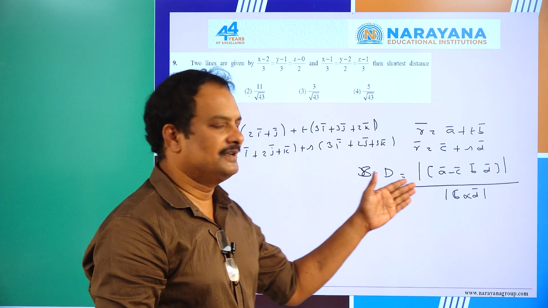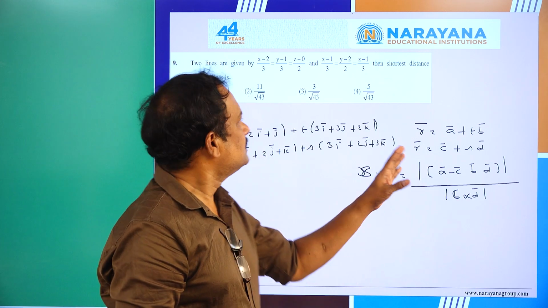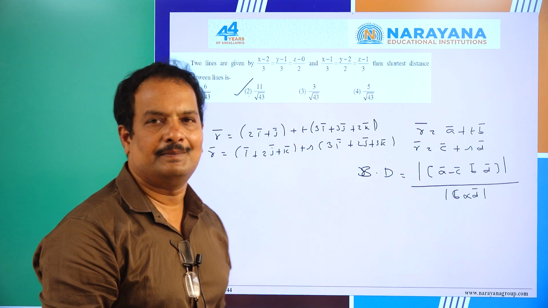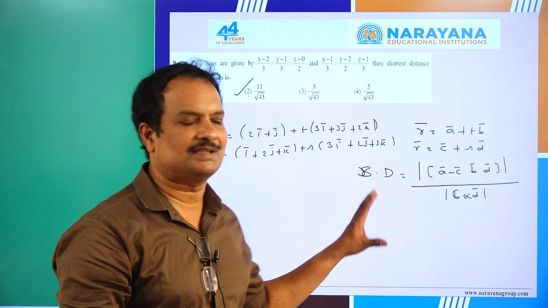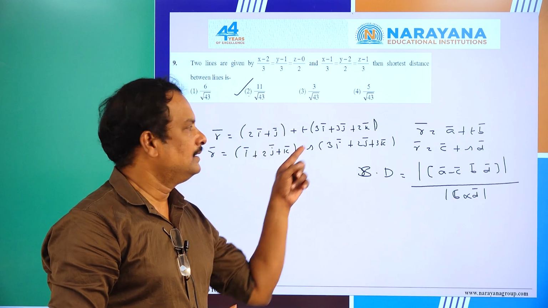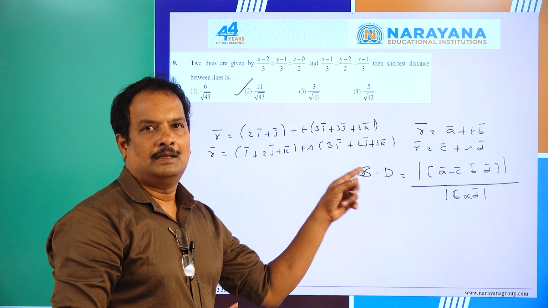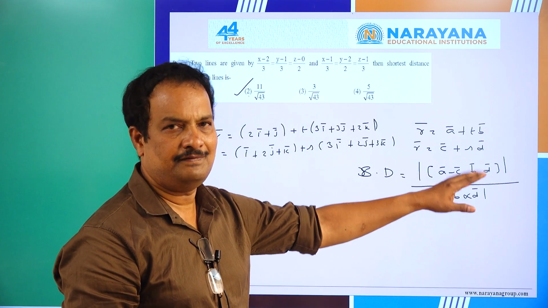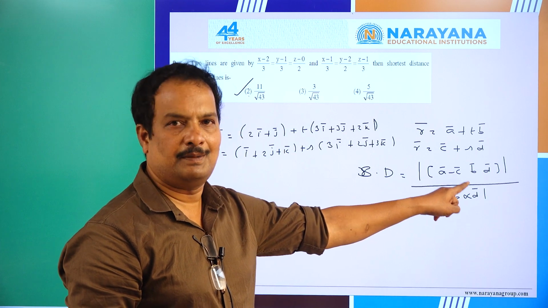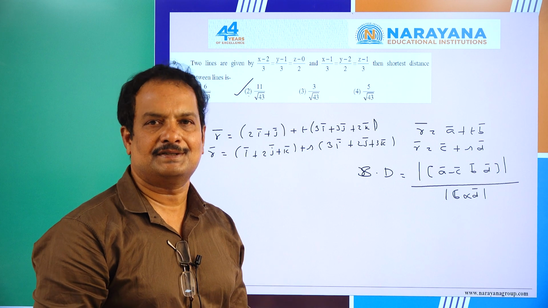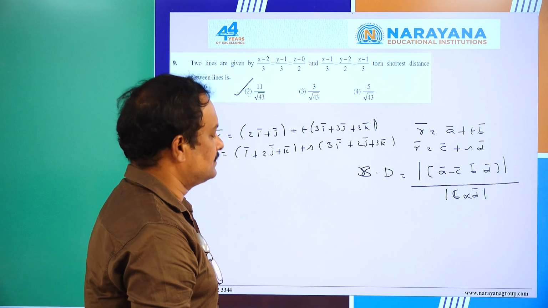The shortest distance between the two skew lines is this one. If you apply this formula, you are going to get this value, which is 11 by root over 43. Straight away, the simplification, everything is very clear. This is a bar, this is c bar, that is b bar, this is d bar. Apply this formula: the modulus of the box of a bar minus c bar, b bar, d bar, by the modulus of b bar cross d bar, the shortest distance between the skew lines. Okay, now let's go for the next question.